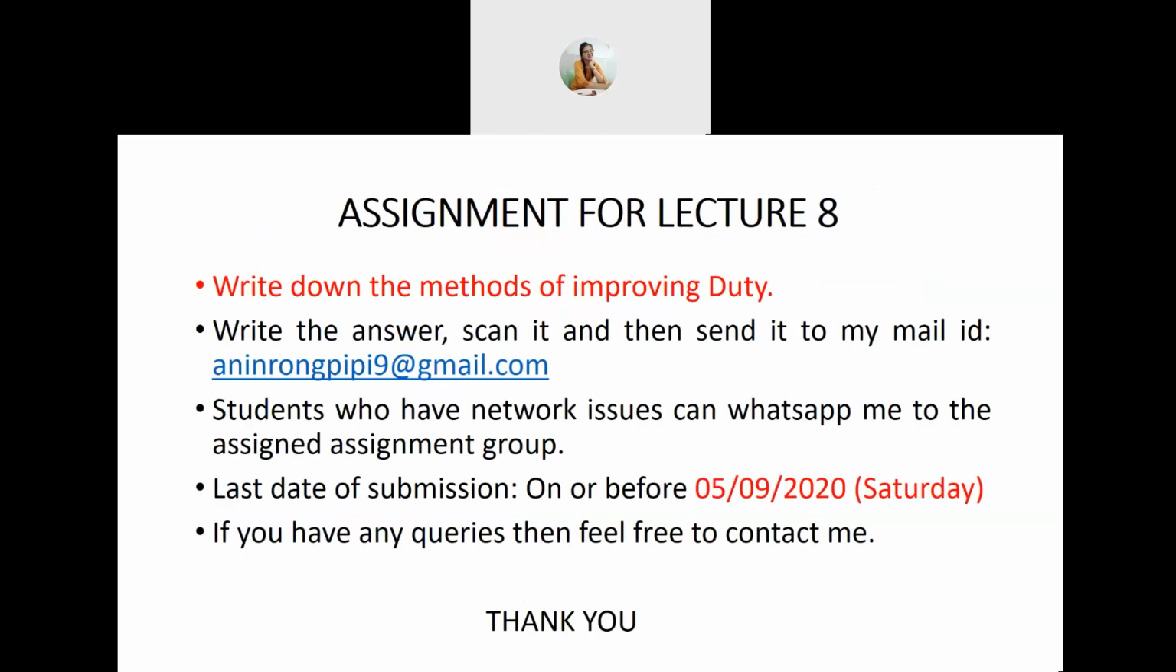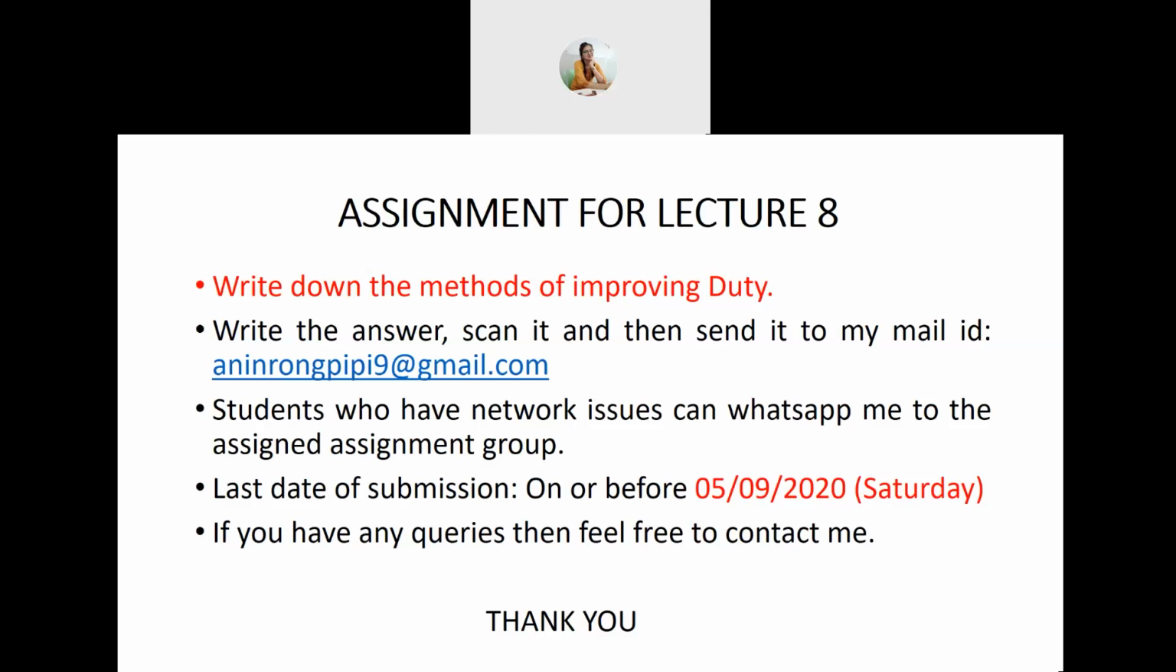Okay, so we'll continue with the relationship between duty, delta, and base period in our next class. What I want you to do is take down this assignment for lecture 8, which is to write down the methods of improving the duty. When you write down the methods, write them point-wise, and also describe the points in 2-3 lines. It's not that you only give the point and end it there, okay? So I want you to write the points and describe them in 2-3 lines. Minimum 5 to 6 points maybe.